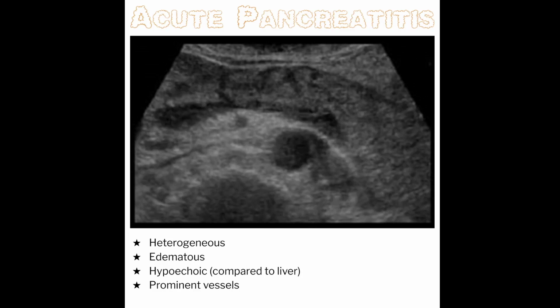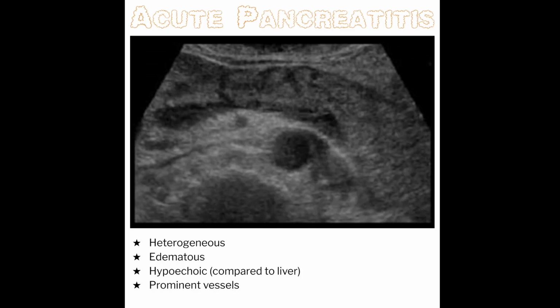Here are some pictures then of acute pancreatitis. One of the things that we will see with pancreatitis is a heterogeneous pancreas. In this picture, we can also see that the pancreas looks kind of fluffy. The medical term for that is edematous. We'll also notice that it's much more hypoechoic. Usually the pancreas is the brightest organ compared to liver, spleen, and kidney. We will notice in acute pancreatitis that the pancreas looks darker than the liver. And then we might also see some very prominent vessels within the pancreas as well.